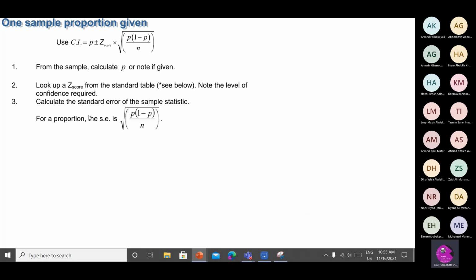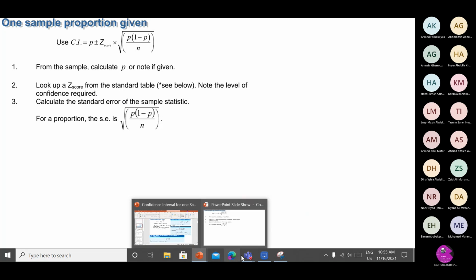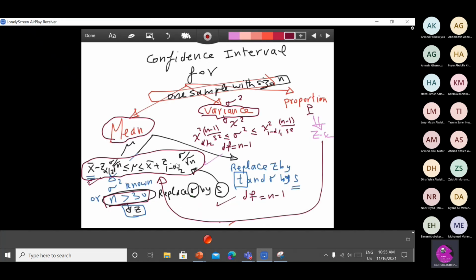This part is called the standard error. This part, we call it the standard error. Even here, we call this part the standard error, right?